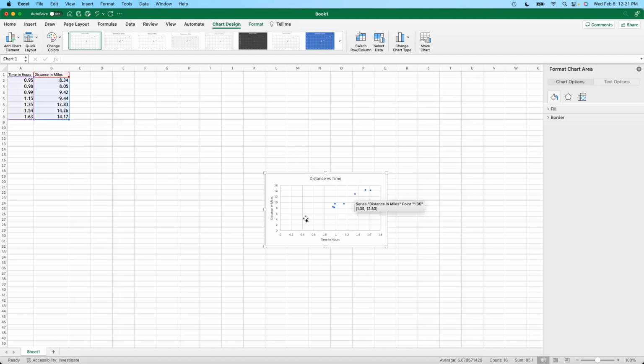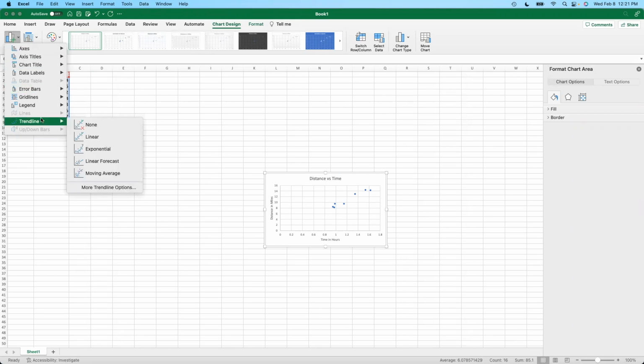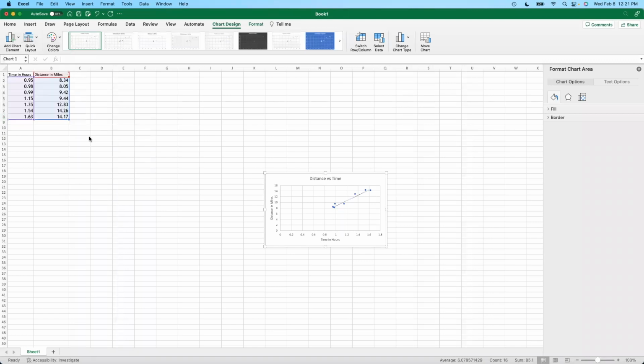Okay, now we're going to add on to this. We're going to have Excel find that regression line for us. So I'm going to add chart element. Again, you might find this button in a different place in your version of Excel, so you may have to search around and find that. But I'm going to add a trend line and hit linear. See, it just added my line.